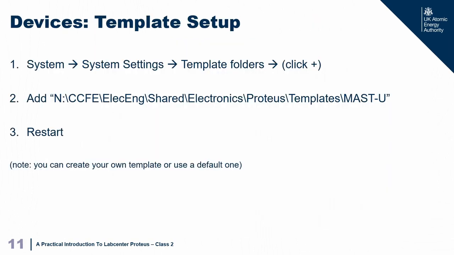Now, again, you're going to get all these slides, so you don't have to write all this down, but to set up your template folder, I should have really done it last week, but I forgot. You go to System Settings, Template Folders, click the little plus, if you remember where the library thing is, it's just the window above that. Add this, which is from the network drive, and then restart Proteus. If this video's out there and you haven't got access to this directory, Proteus comes with default templates, so you can use default templates as well.